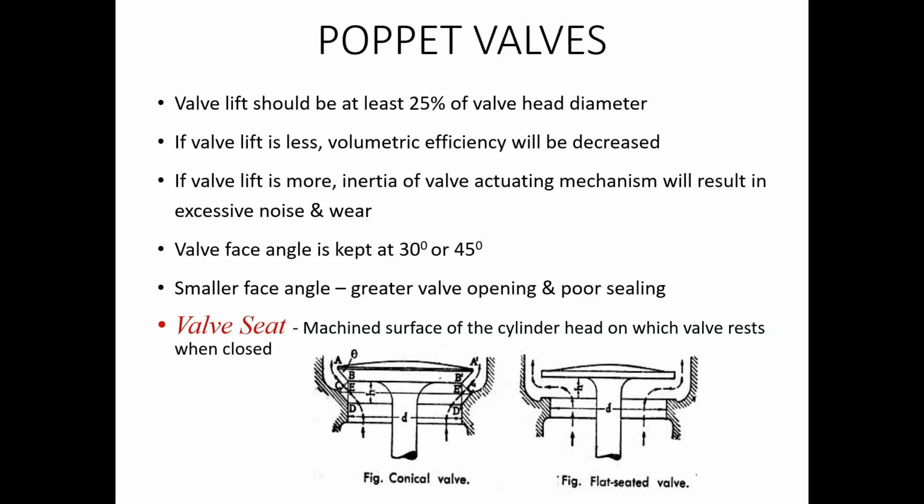If the valve lift is more, then the inertia of the valve actuating mechanism will result in excessive noise and wear. So even if the valve lift is greater than that is expected, the inertia will result in excessive noise and wear, and it will also affect the volumetric efficiency. So it should be maintained within a proper permissible limit. That is mentioned here, that is the 25% of valve head diameter.